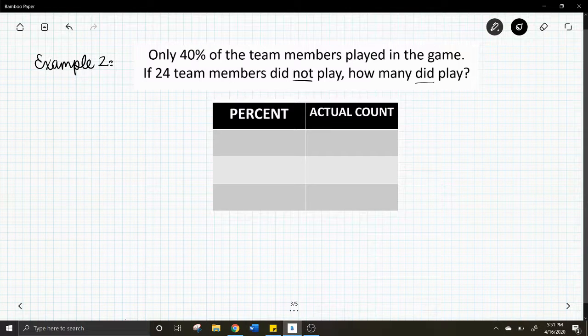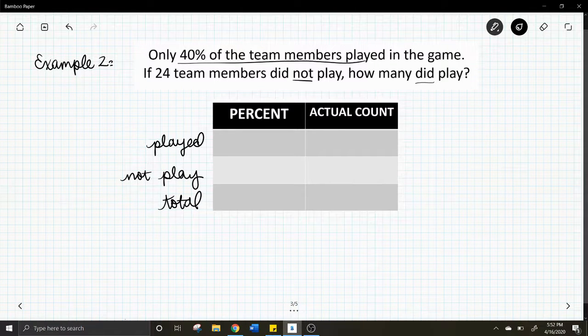Then on our columns on the side, we're going to have players that played, team members that did not play, and then of course we're going to have our total. So let's fill out what we know. We know 40% played in the game, 40% out of 100% total.